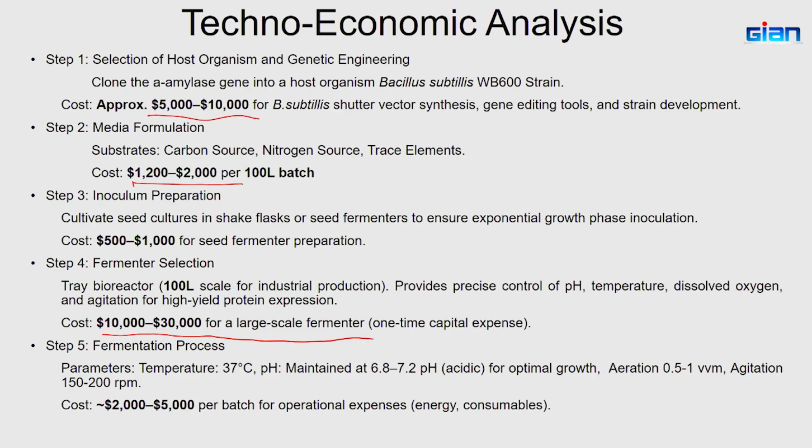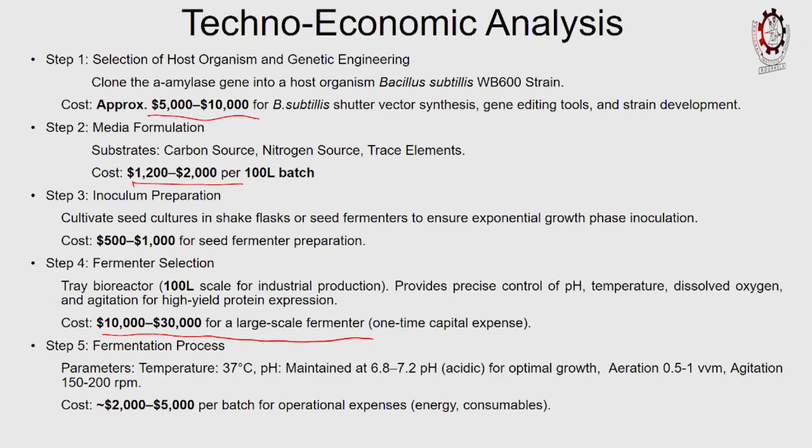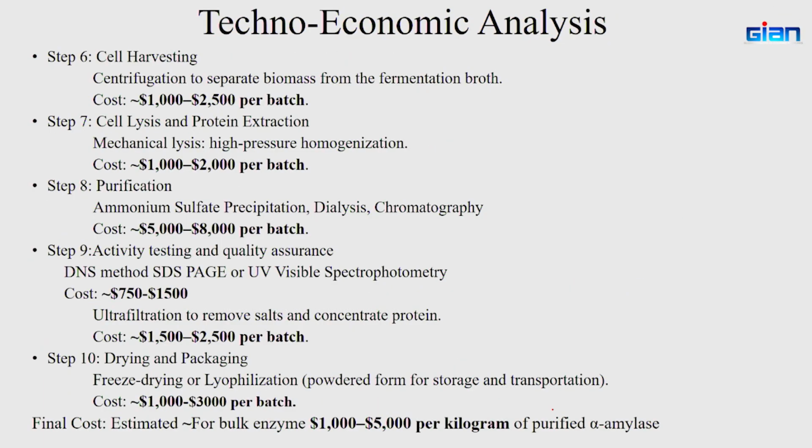The fermentation process includes temperature control, pH control, and agitation control. Including all the expenses with labor and electricity energy consumption, we have concluded an approximate value of $2,000 to $5,000 per batch for the fermentation. Cell harvesting, to separate the biomass from the fermentation broth, was found to be by centrifugation. Using the agitation speed and energy consumption, we found it to be $1,000 to $2,000 per batch.